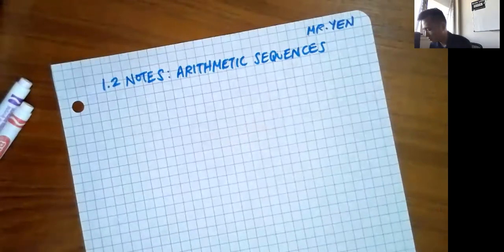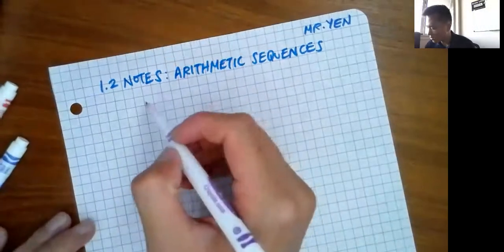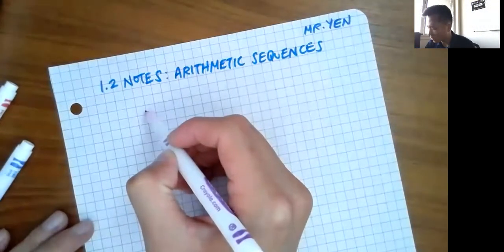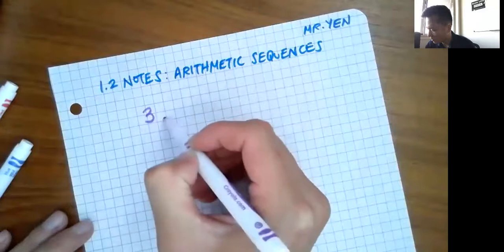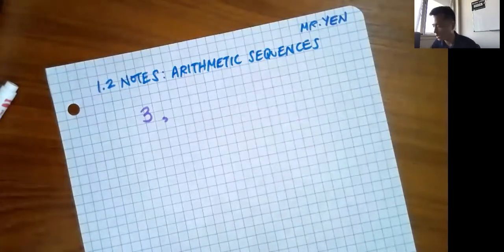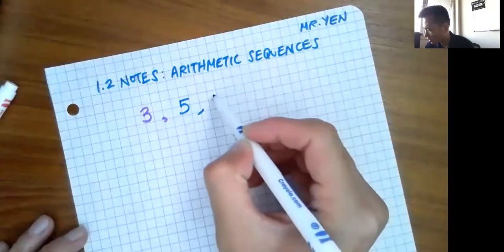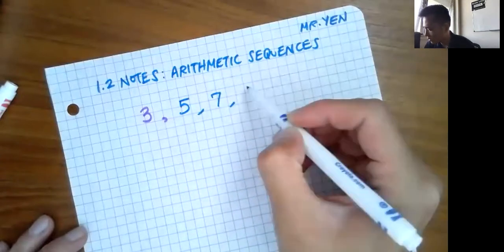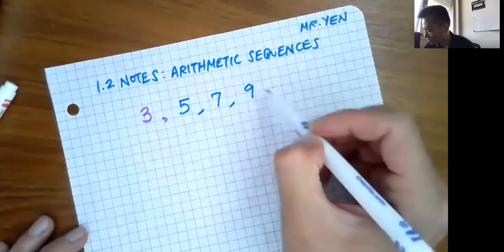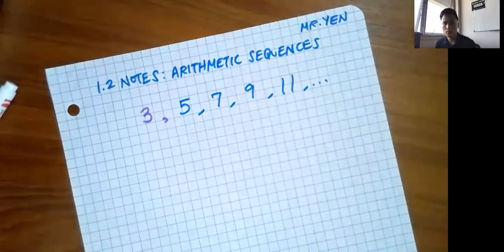Okay. So we're going to write out a sequence. Let's say this sequence starts with the number 3. The very first term is 3. And then the next term is going to be 5, then 7, then 9, then 11, and so on. And that's the sequence.